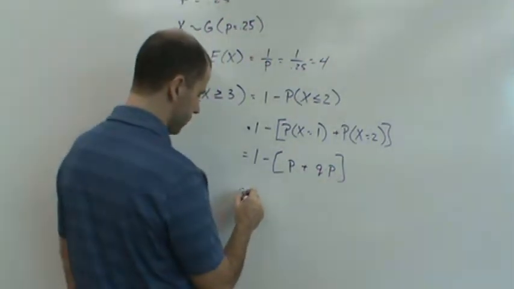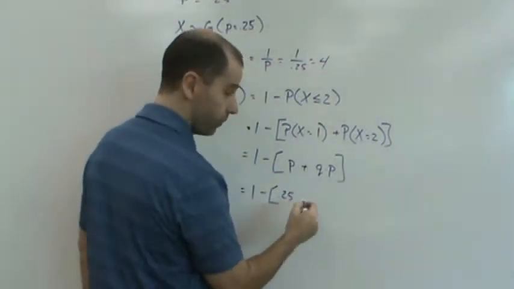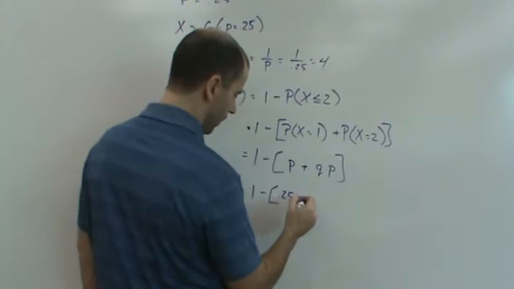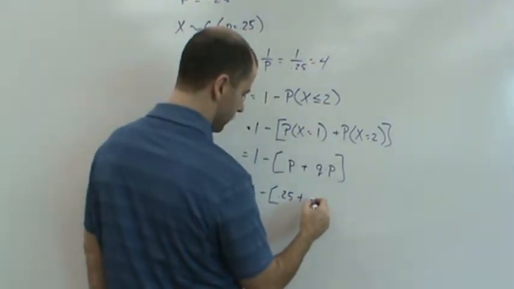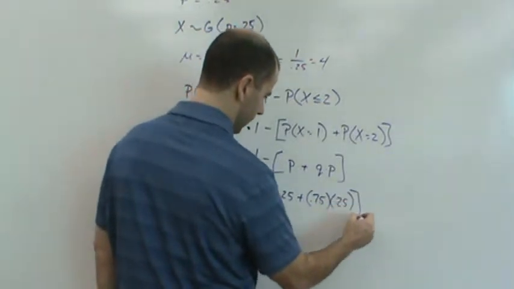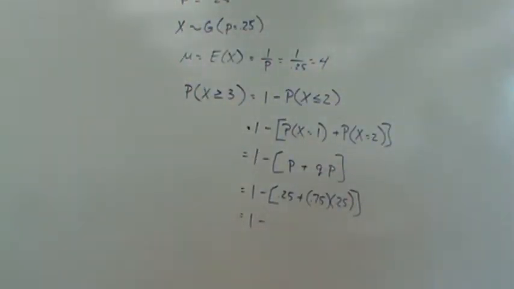So now all we have to do is just plug and chug. So what's p? 0.25. What's q? 1 minus p, which is 0.75, right? So it's going to be 0.25 plus 0.75 times 0.25. And now all we have to do is figure out what that comes out to be. So we get 0.25 plus 0.75 times 0.25, and we get 0.4375.